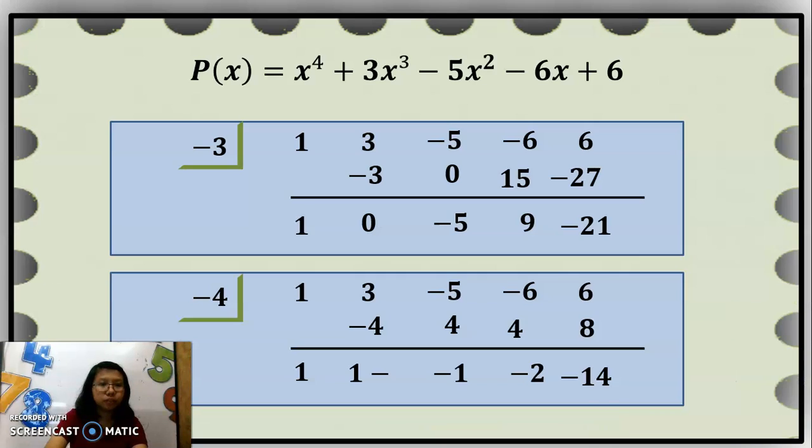Next one, we have here negative 3. So we have here 1, 0, negative 5, 9, 21, negative 21. Again, it is not considered as the lower bound because we don't have alternating signs. And then 1, negative 1, negative 1, negative 2, and then negative 14. So again, we don't have alternating signs for the value of the coefficient. So that's why we just need to have another one.